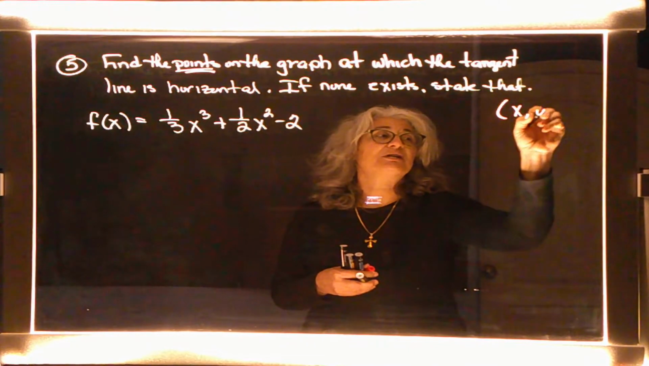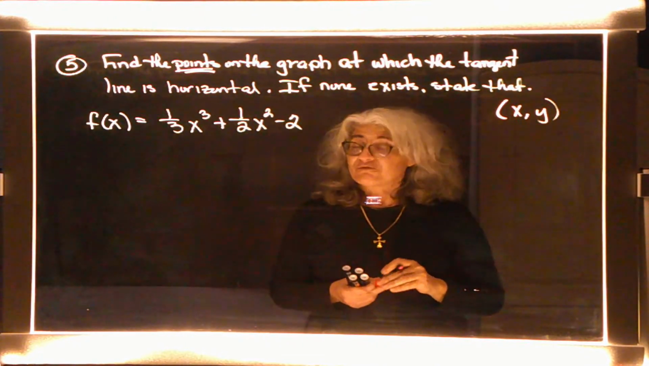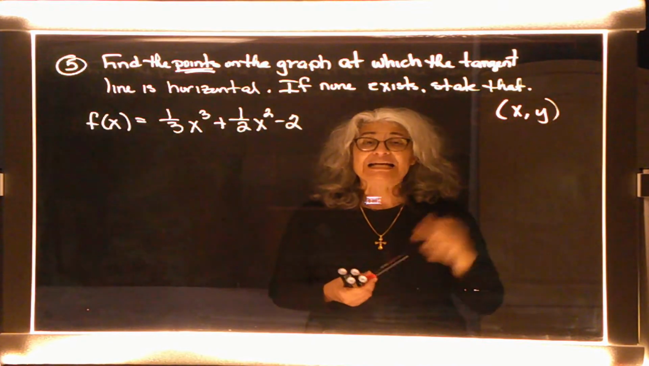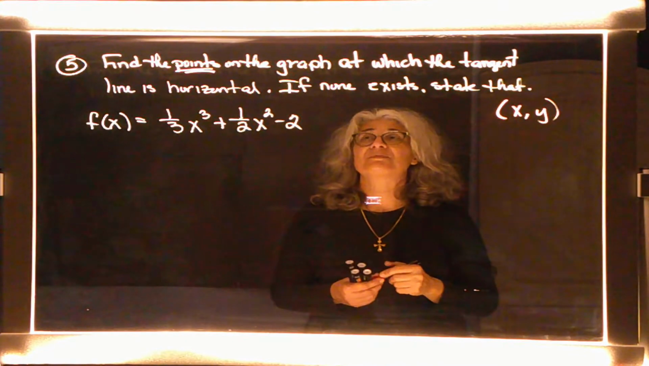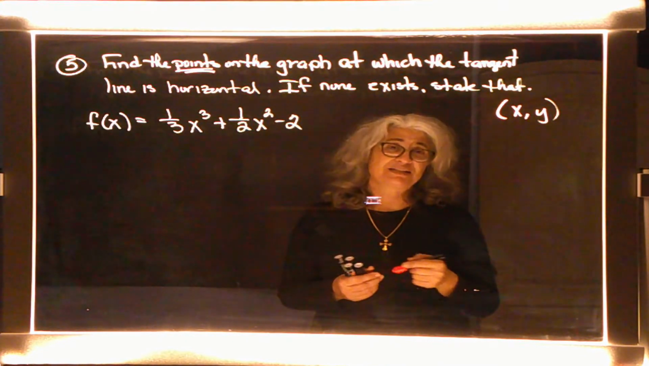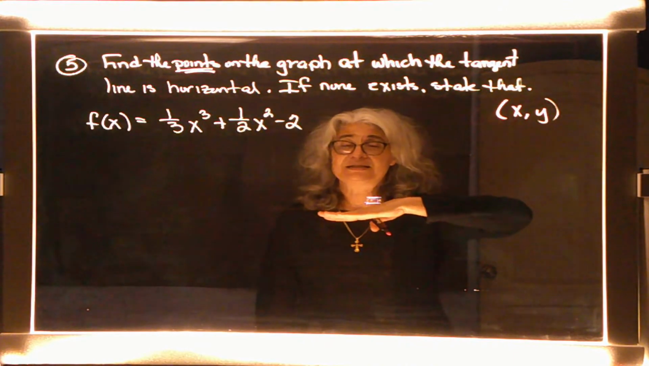This is what we're looking for. Remember the last problem? It actually gave me the point (4, 14). This problem is asking me to find that point at which the tangent line is horizontal. Horizontal is this line, isn't it?